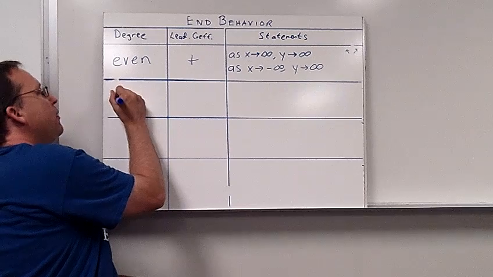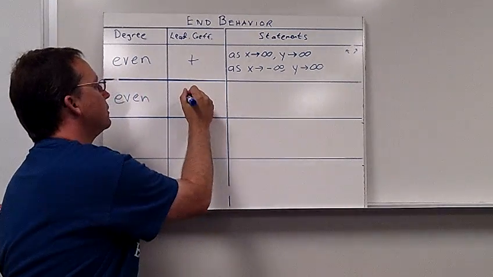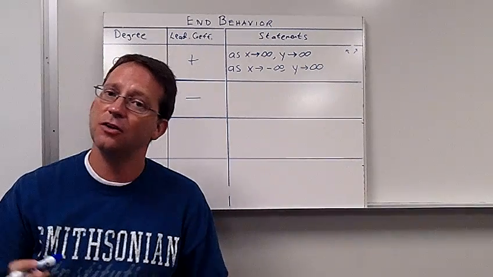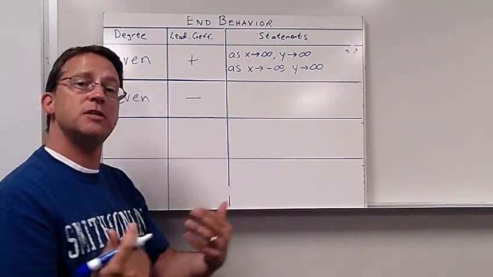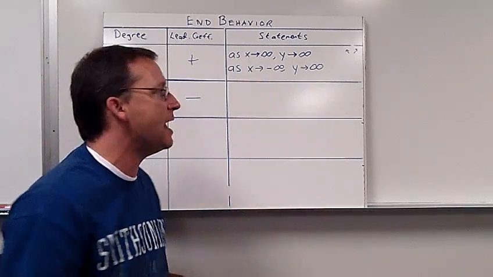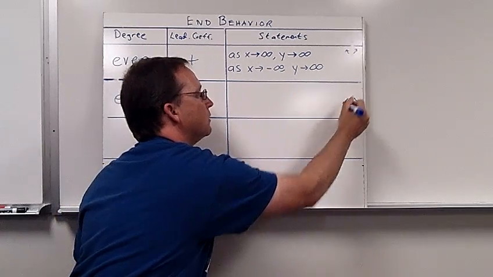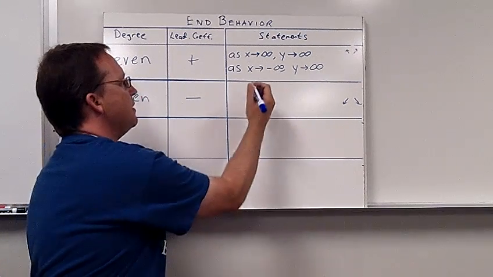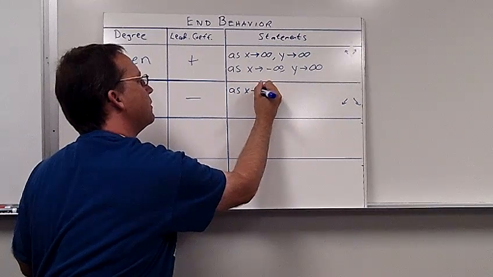Now, what if we had an even degree, but then my leading coefficient ends up being negative? Well, now let's think about an x squared with a negative. y equals negative x squared. Both of those ends would be pointing down. It would be an upside down parabola. So the ends are going to look like that. So let's think about, in that case, what's happening as x is approaching infinity?